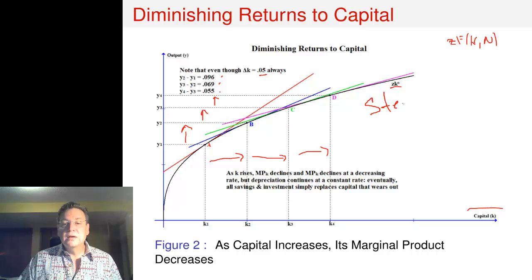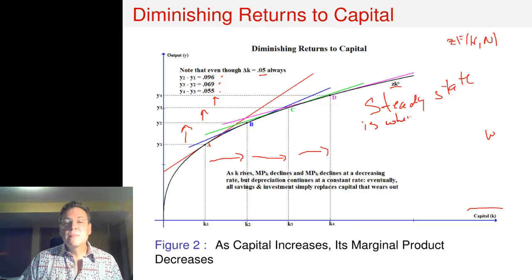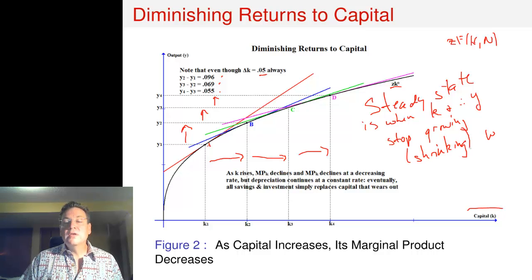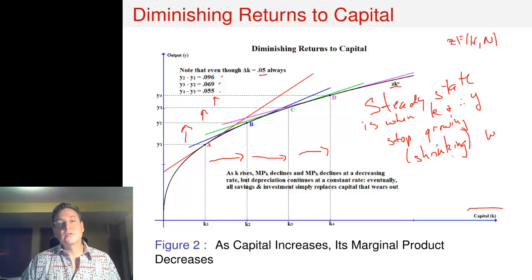So a steady state is just a condition where K and therefore Y stop growing or shrinking. Okay, so a steady state of the economy is just going to be where the capital stock is constant. If the capital stock is constant, then output is constant, investment is constant, savings and consumption are both constant. And that's what we'll turn to next.